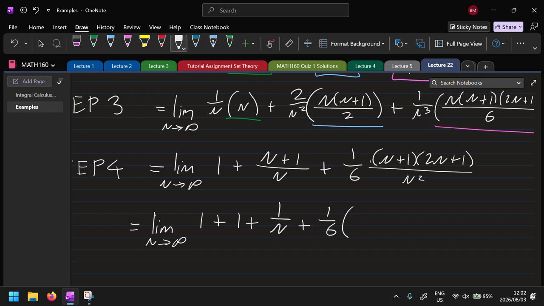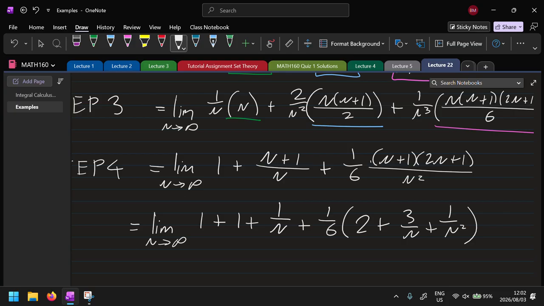We get 2n squared over n squared, so 2. Then we get 3n over n squared, so that's 3 over n. And then we get 1 over n squared. Just write it 1 over n squared. Okay. So we expand it out and wrote it all separately.